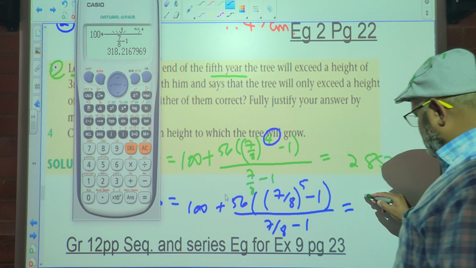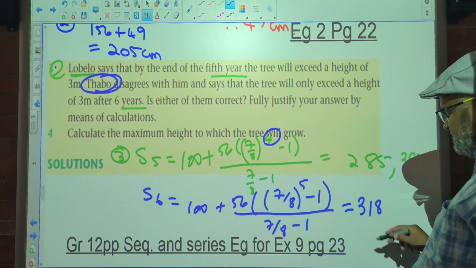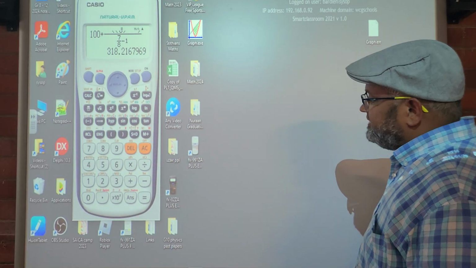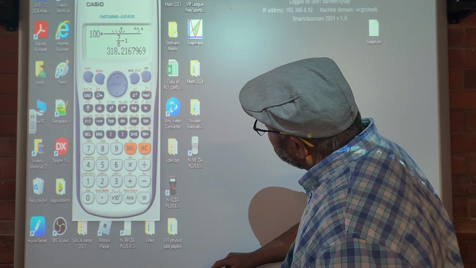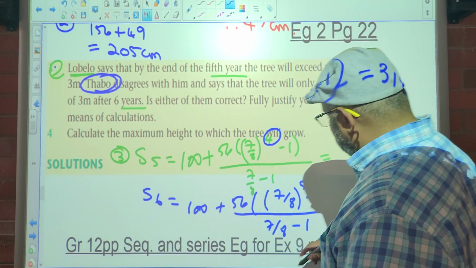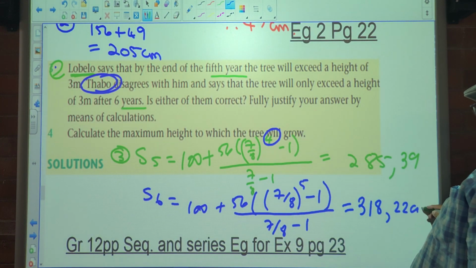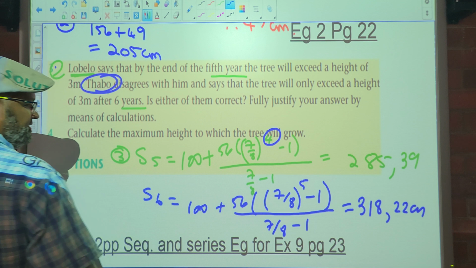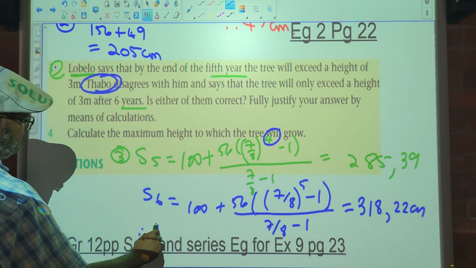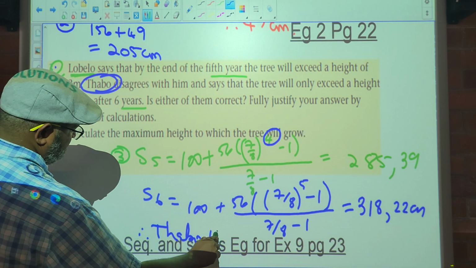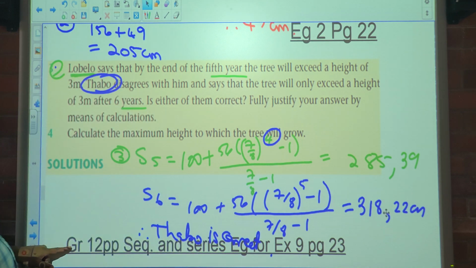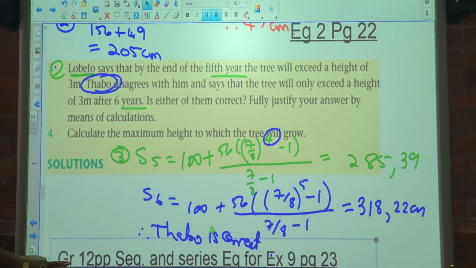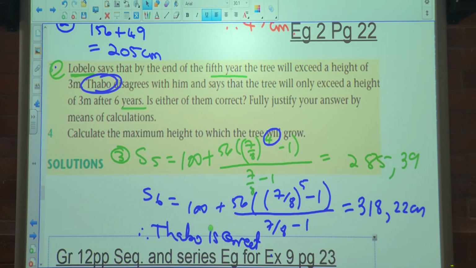It's 3,18 meters, or 318,22 centimeters. So is Tabo correct? So therefore, Tabo is correct. Do you guys understand? See any confusion there?